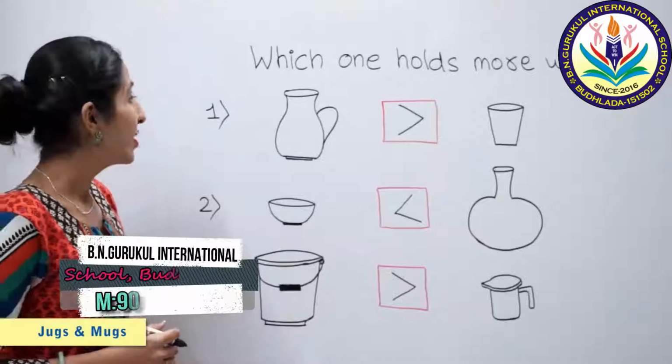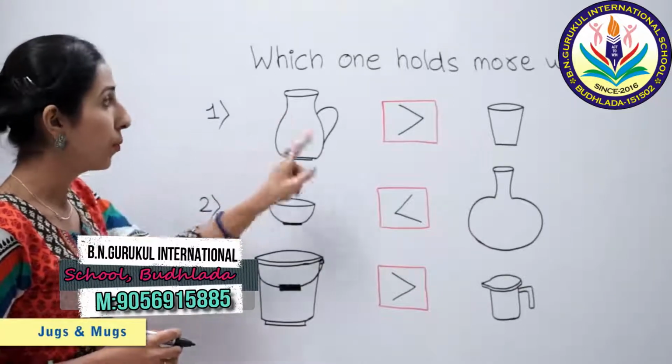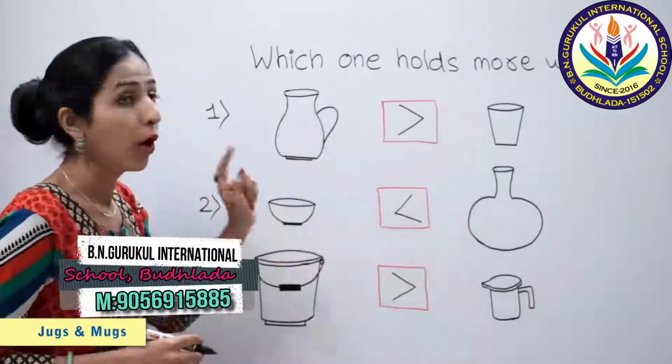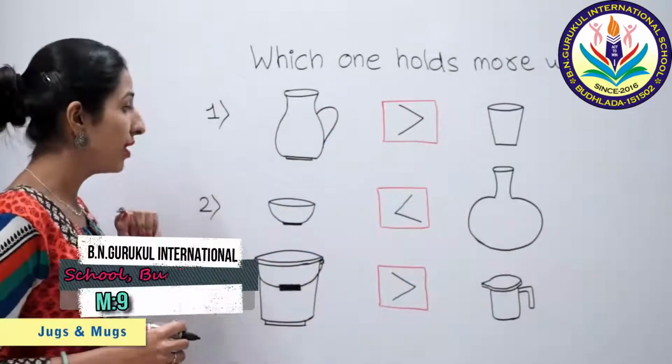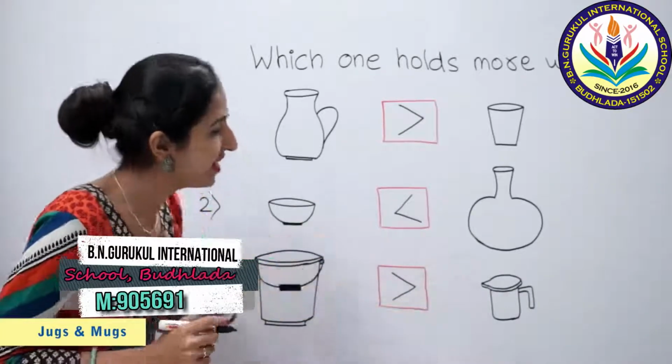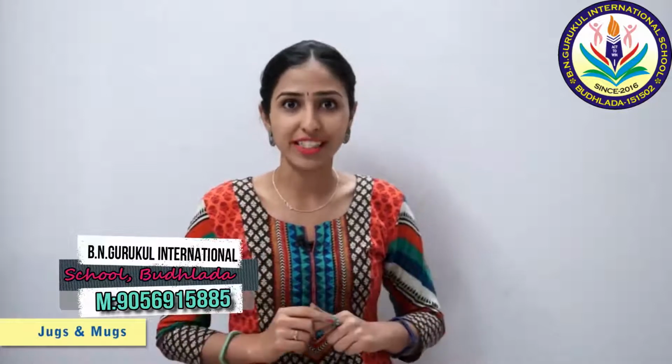Very good. So, jug holds more water than glass. Pot holds more water than bowl. And bucket holds more water than mug. Students, little homework for you. Take 3 different vessels from your kitchen. Take a jug full of water and pour water into those vessels and observe which vessel holds more water.